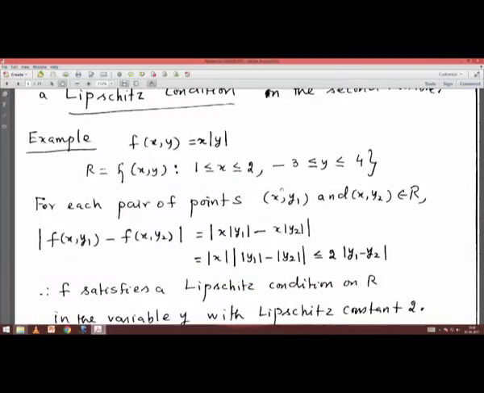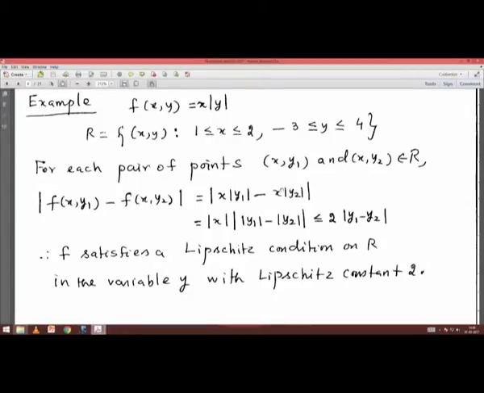So, let us consider an example. Suppose I have an initial value problem, dy by dx is equal to f of x comma y, and y at some a is given to be y naught, where f of x comma y is x mod y, and let the rectangle R be the set of all x comma y such that x lies between 1 and 2 and y lies between minus 3 and 4. So, the function is continuous in this rectangle, that is clear.